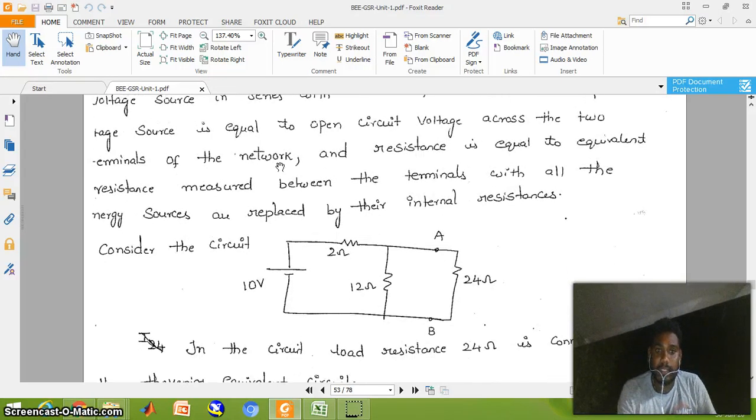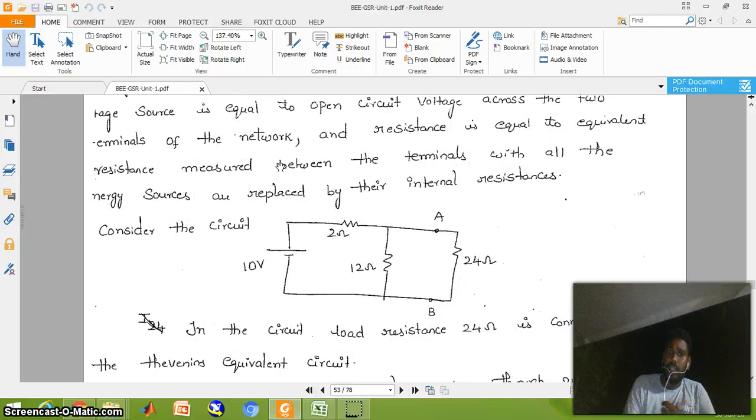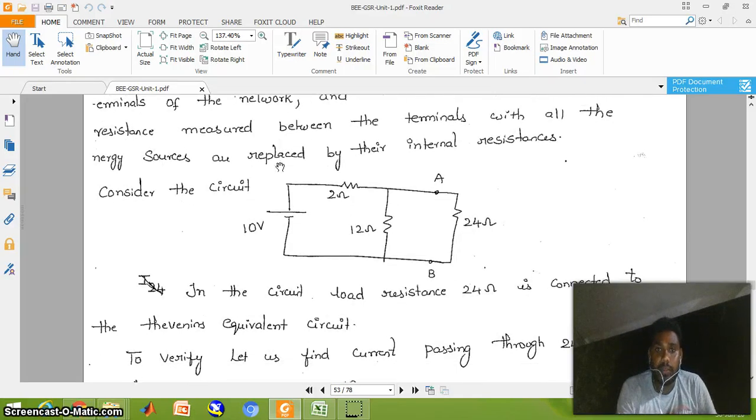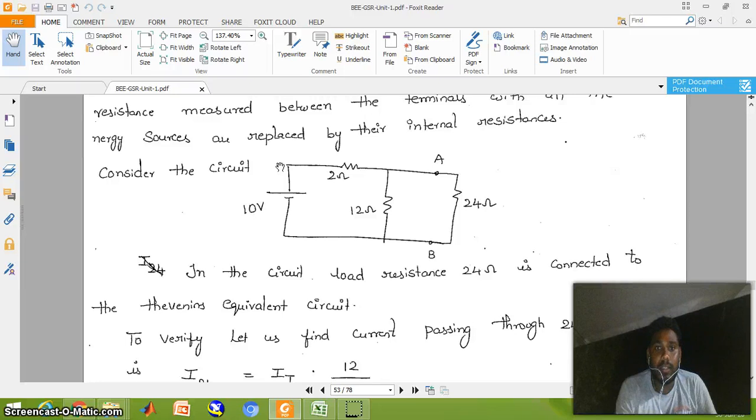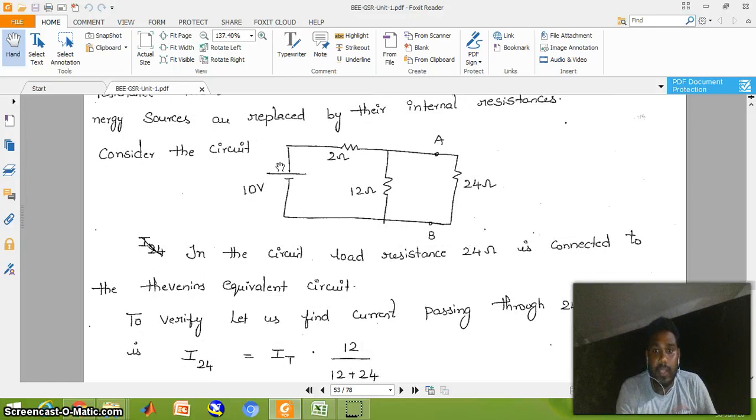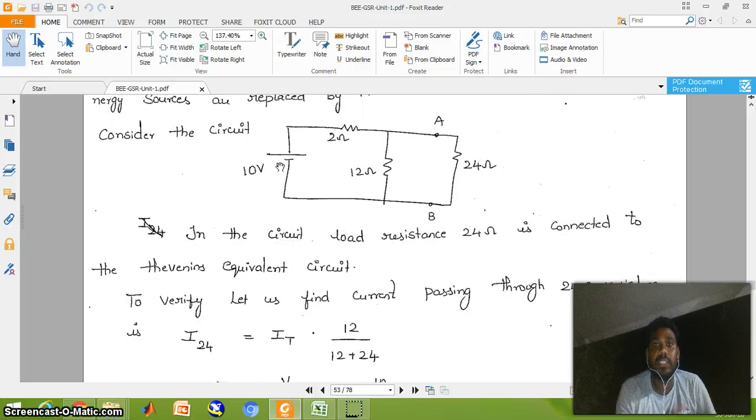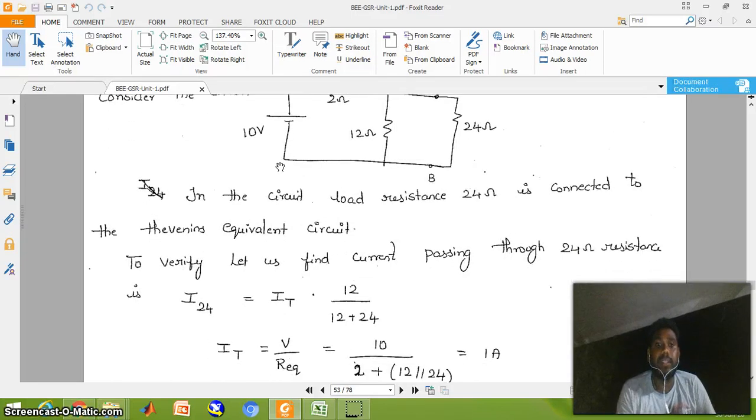So consider one circuit. Here a 10 volt voltage source is connected to a 2 ohm resistor, and a 12 ohm and a 24 ohm resistor are connected in parallel. So there are a total of 3 passive elements and one active element. Calculate the voltage through the 24 ohm resistor by using Thevenin's theorem.